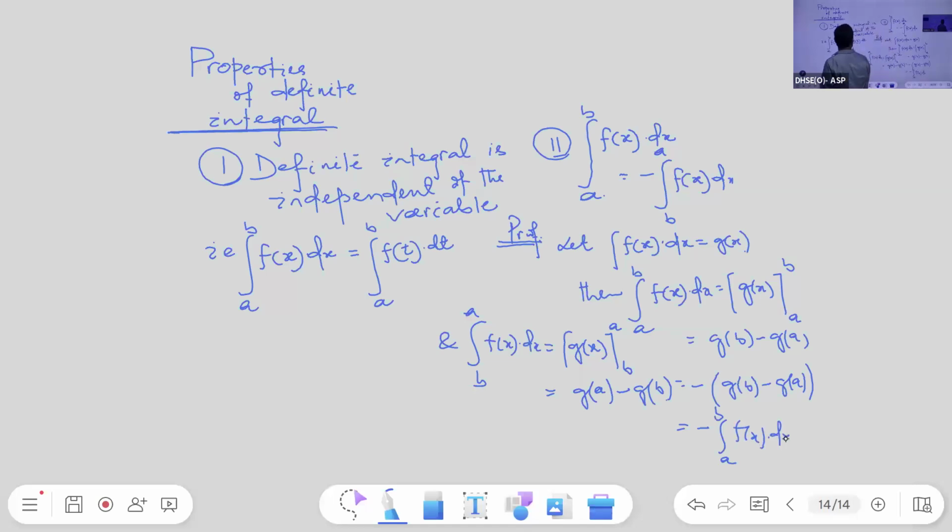Okay, that means if you reverse the direction of integration, then a negative sign will develop. So suppose this is A, this is B, A to B f of x dx, in this direction it will be positive. If it is B to A, then it will be negative. That means if we interchange the limits of the definite integral, a negative sign will develop. If you want to consume the negative sign, then you have to interchange the limits. Okay. This is your second property.